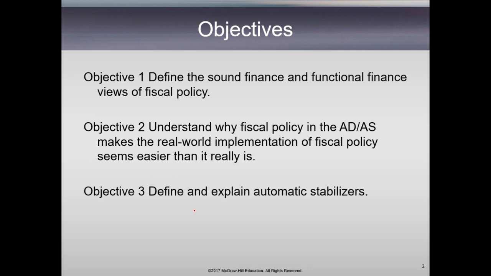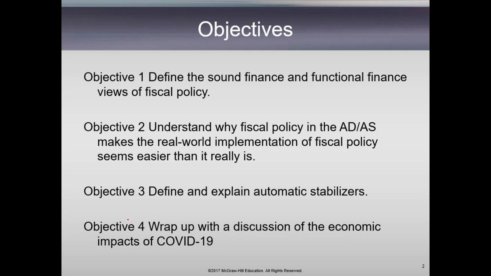Then we'll talk about automatic stabilizers, a pretty brief discussion, but there are certain types of fiscal policy which can automatically kick in when the economy slows down or even when it speeds up and begins to recover. And we call those automatic stabilizers, and they tend to dampen the magnitude of the business cycle. So we'll talk about what I mean by automatic stabilizers.